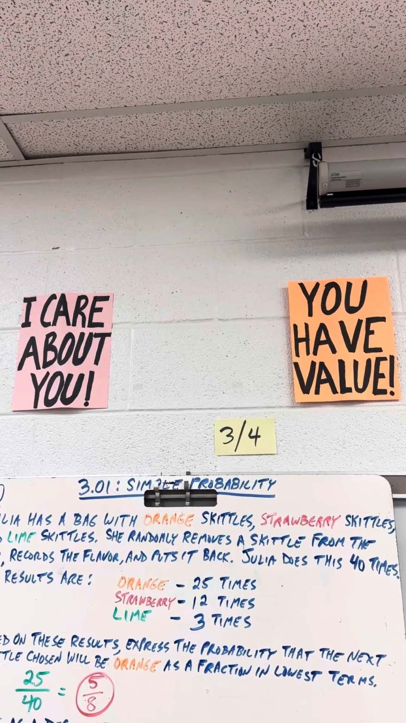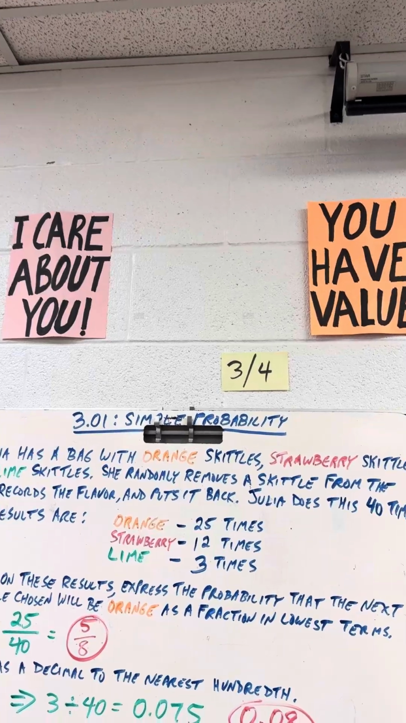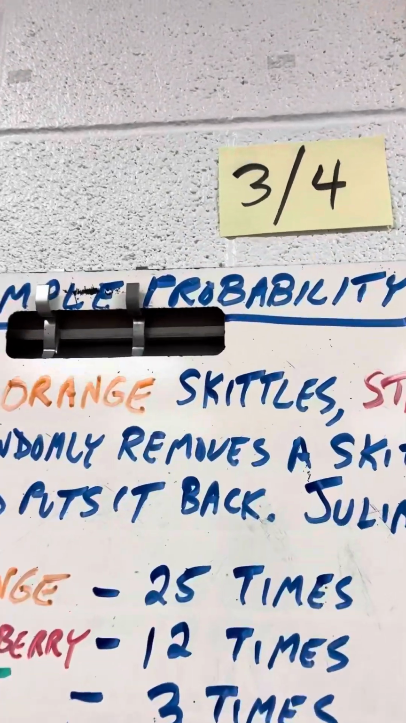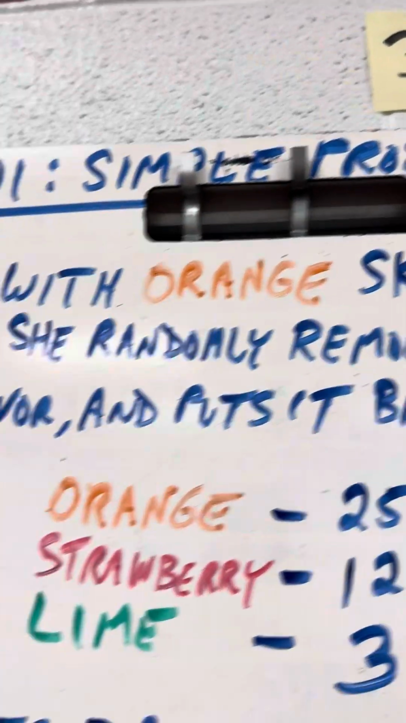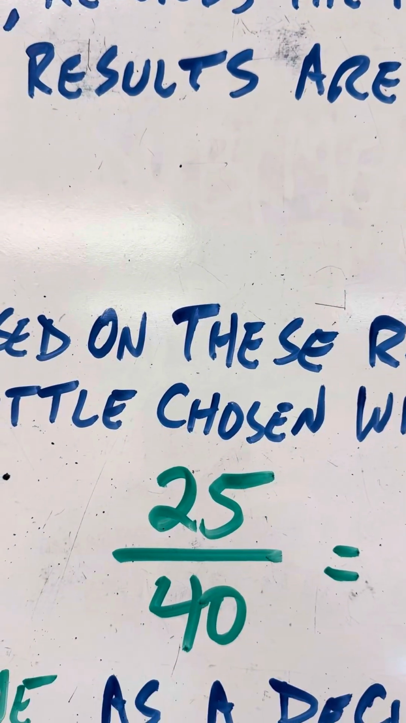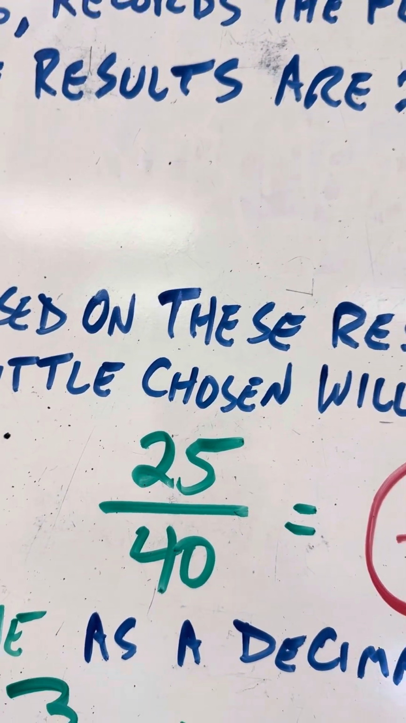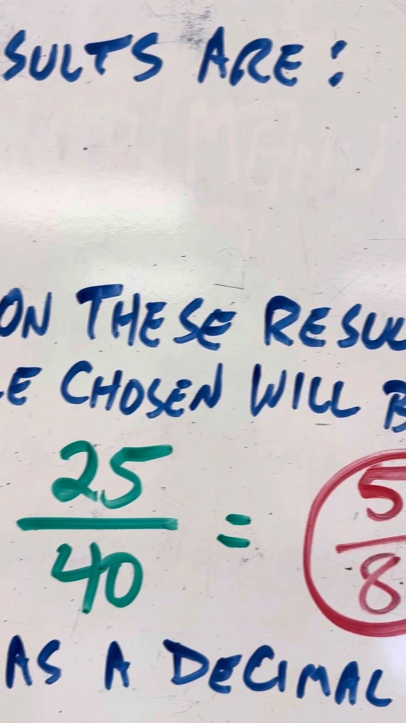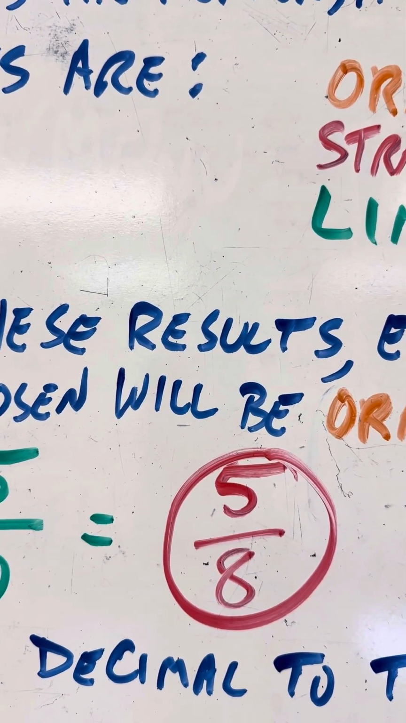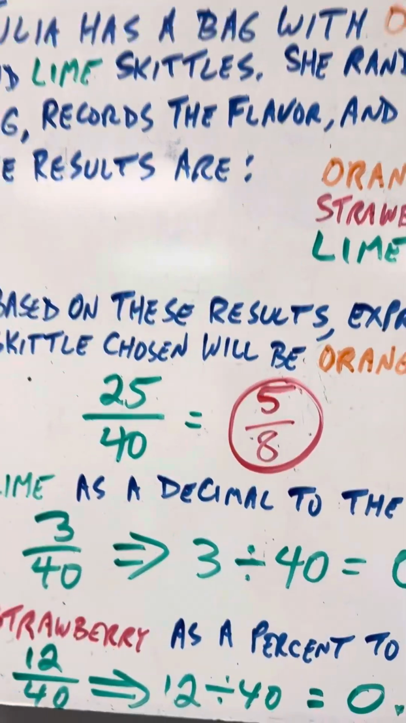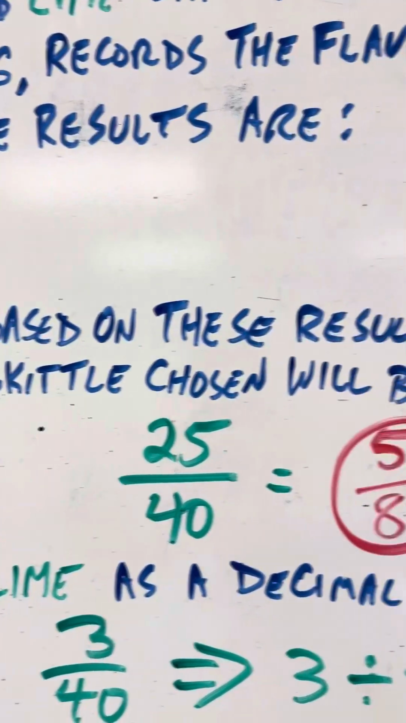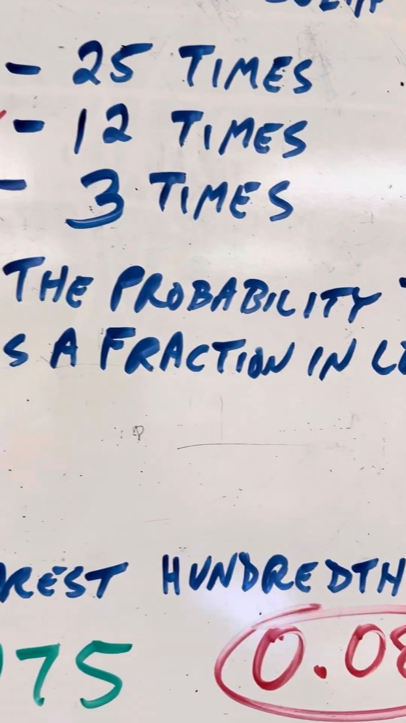So, out of 40, orange was 25 times. So you put 25 over 40, but you have to reduce that to lowest terms, which is 5 over 8. Okay. How about lime as a decimal to the nearest hundredth?